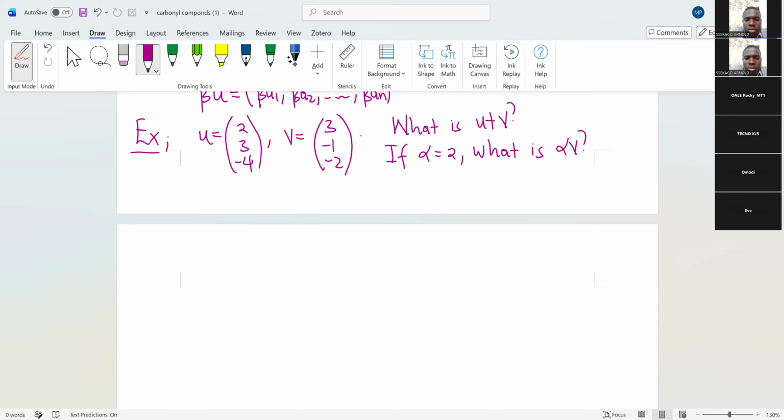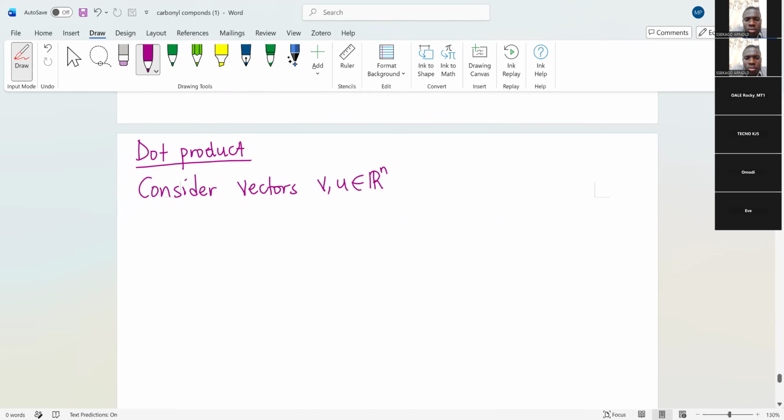Then there is also the dot product of vectors. Dot product. So how is it defined? Still, I'm going to consider vectors V and U in Rn. The examples which I have listed above, I don't want to repeat them.